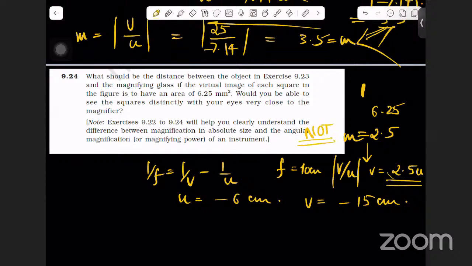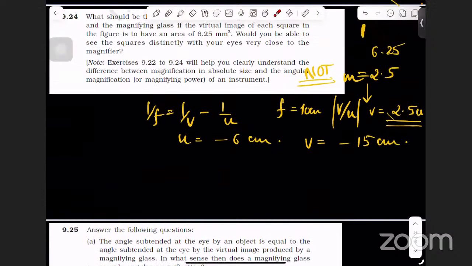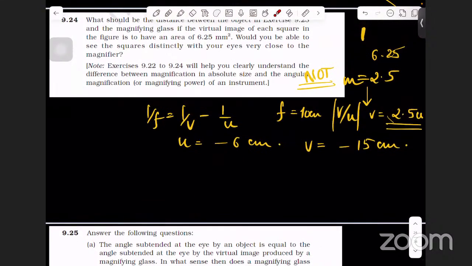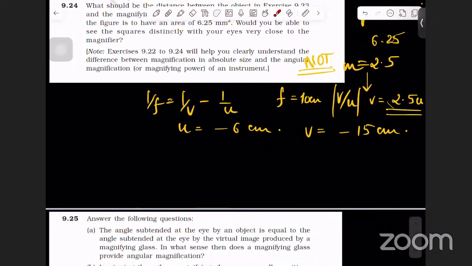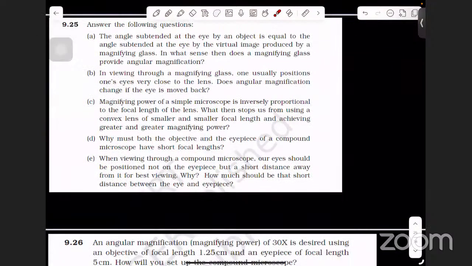So it will not be clearly visible, because the eye can only visualize things clearly up to the near point, which is 25 centimeters. That's why it's called the near point of the eye. Beyond that, the eye cannot see the object clearly. Is that right? Okay. So moving on to the next question. That's a theoretical question now.